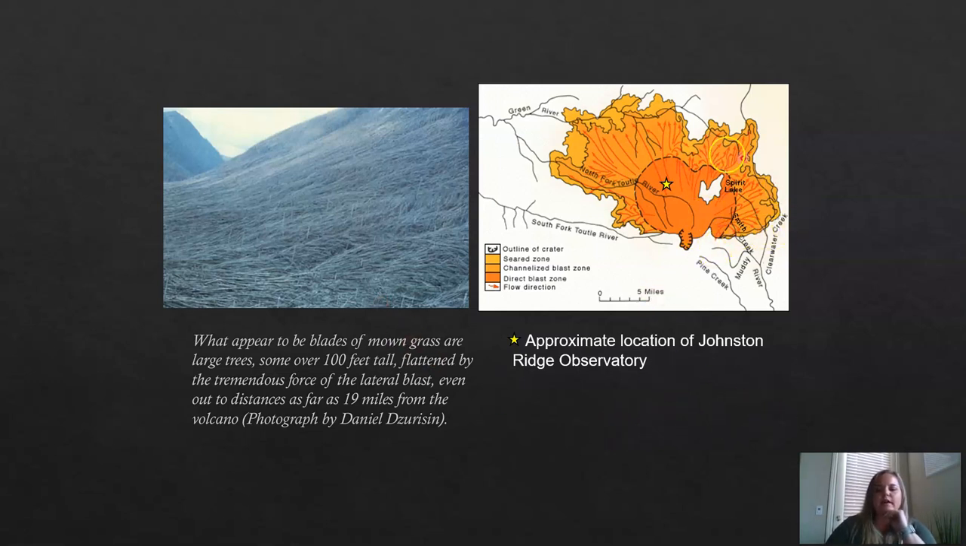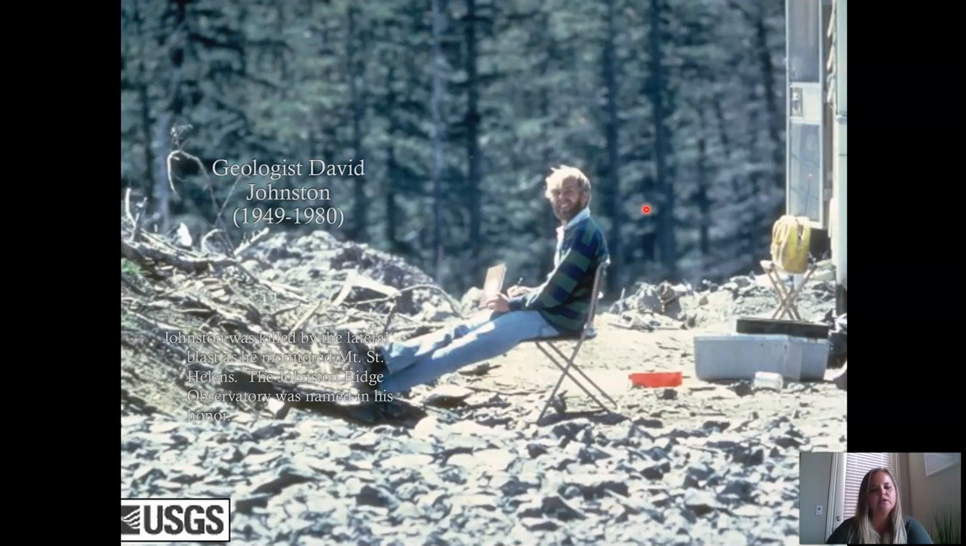This gives you the outline of the blast zones and where all of the flows went from the volcano. And here is the Johnston Ridge Observatory, which is kind of like a little outlook and museum-y center where you can now learn about the volcano, watch some of the monitoring of it, and learn a little bit about the history of it. It's named after this guy, David Johnston. He died in the lateral blast. He was a geologist on site monitoring the volcano, and he unfortunately did not make it.